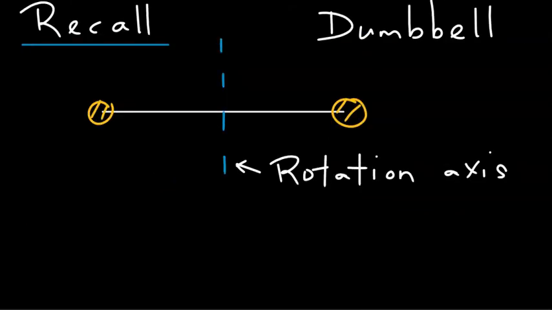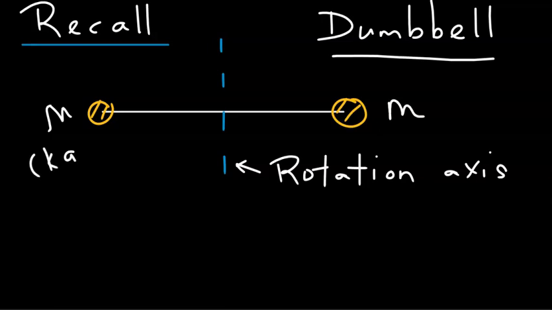Let's look at our first system, a dumbbell-like system. You have a couple of masses. Let's call the value of the mass m on the left and m on the right, in kilograms respectively. The dotted blue line is the axis of rotation. Let's say both the masses are situated at a distance r from the axis of rotation.